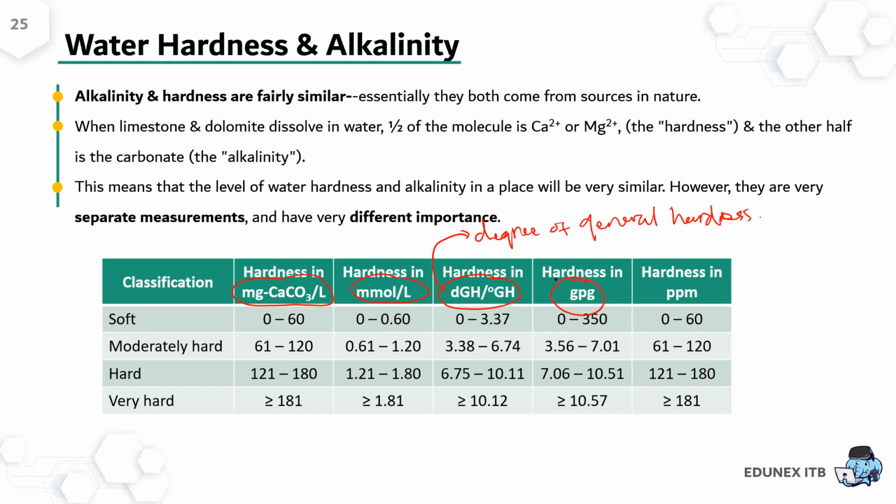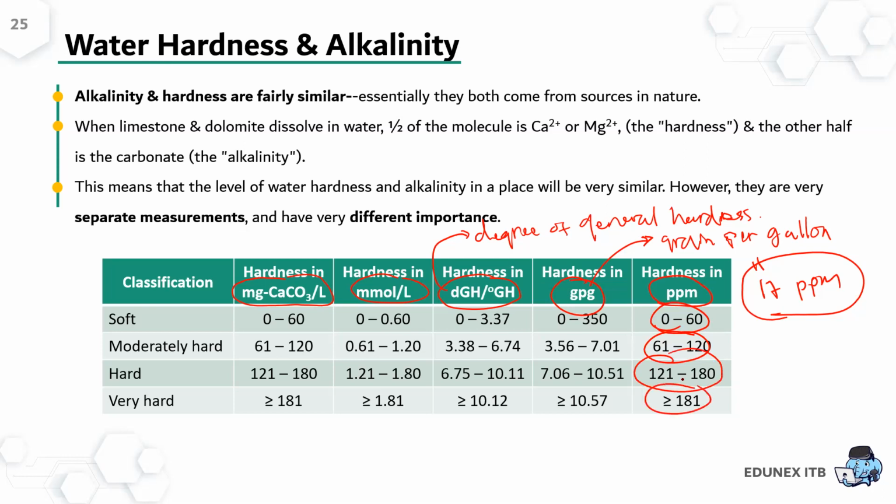And what is GPG? What does the GPG unit stand for? Grains per gallon, which equals around 17 ppm, and ppm is milligram per liter. Hardness is classified into several classifications: soft, moderately hard, and very hard. It depends on the range. There is a certain range that can be classified into these classifications for water hardness.